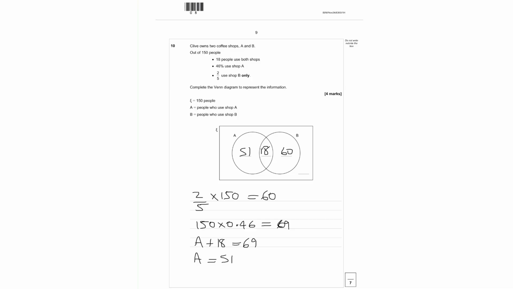And now remaining at the bottom, this is going to be people who use neither shop A nor shop B. So if we add up the total here, we get 51 plus 18 plus 60, and that is going to give us 69 plus 60, which is 129. We know there are 150 respondents, so the total people that didn't use either shop is 150 minus 129, which is 21.